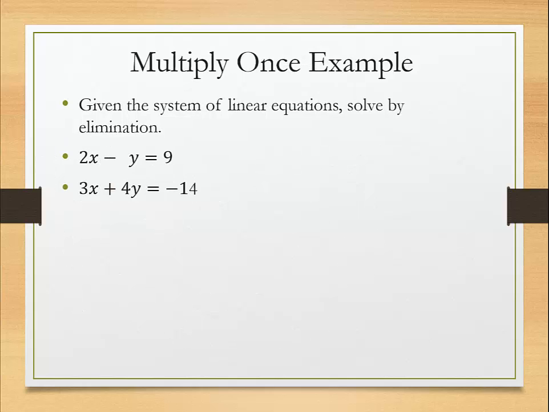So, a multiply-once example. This one, we need to multiply one of our equations by a number in order for it to cancel. So again, we're going to cancel our y's. In order to cancel our y's, we need to have the same number. Since we have a 4 here, we also need a 4 there. And our signs are good: we have a negative and a positive. So what do we multiply this y by to get that 1 to be 4? We multiply by 4. So we need to multiply the entire equation by 4.